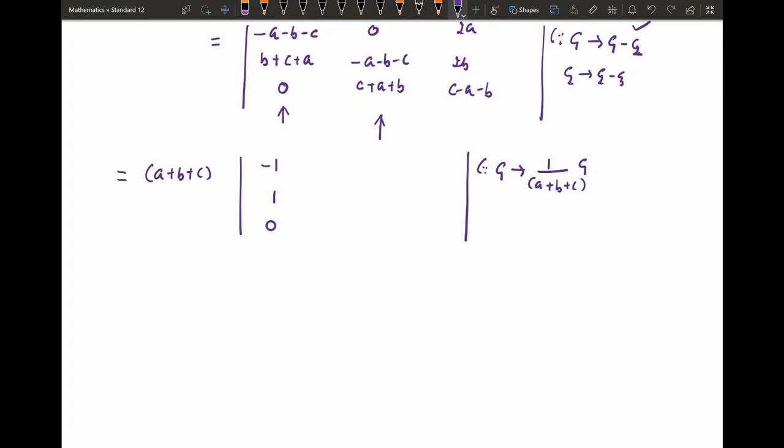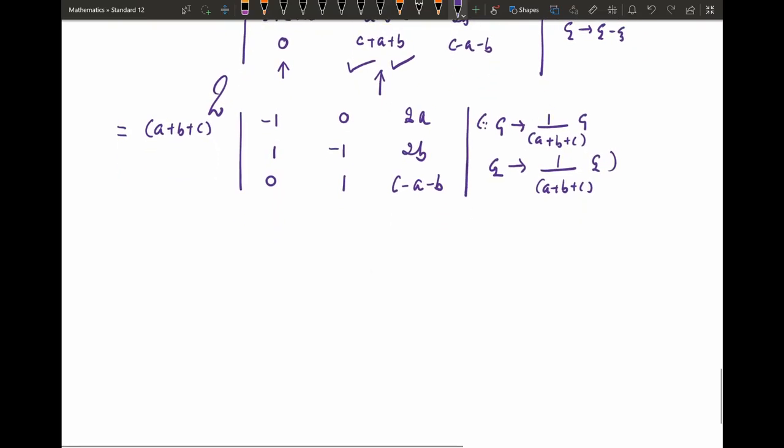After it, take A plus B plus C common from second column. So inside there will be 0, minus 1, 1. And when we take A plus B plus C common from second column, outside there will be a square, because from column 1 we have taken, and again we have taken A plus B plus C common from second column. So outside it will be A plus B plus C whole square. Now 2A, 2B, C minus A minus B.